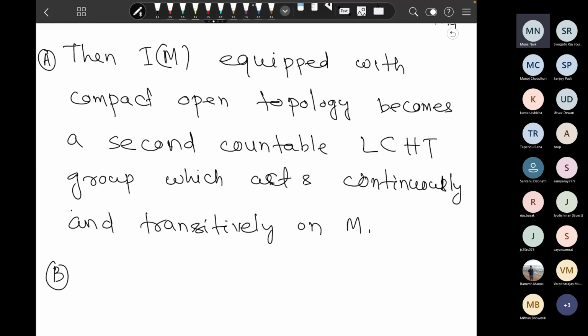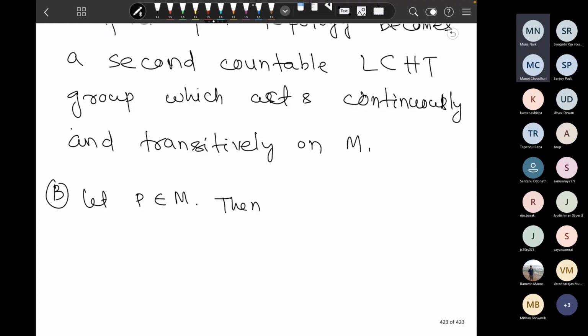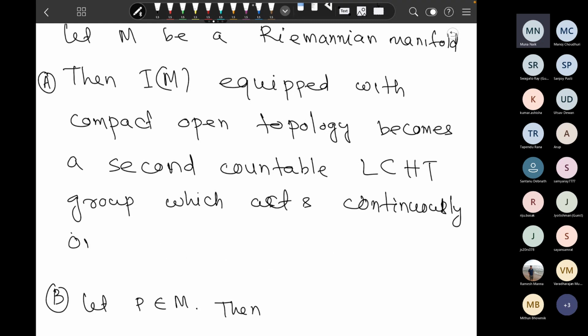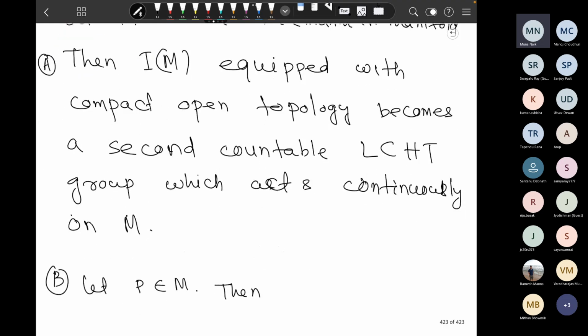Let P belong to M. Did you show that I(M) acts transitively on M? No, I have... it is easy to see actually. Oh, it acts transitively on M? Sorry. Thanks. I said it acts continuously on M. Actually, for Riemannian symmetric spaces, the action is transitive. For a general Riemannian manifold, this action may not be transitive.